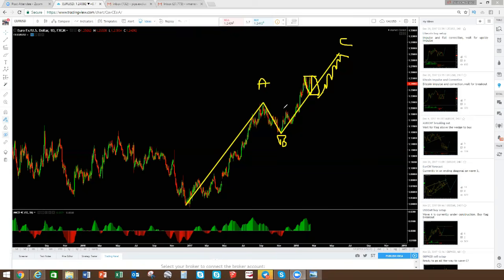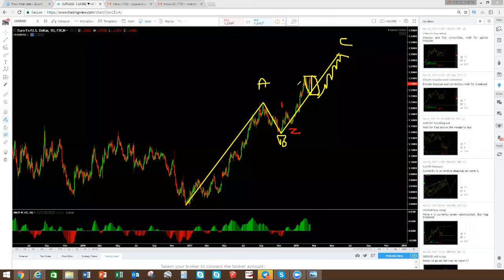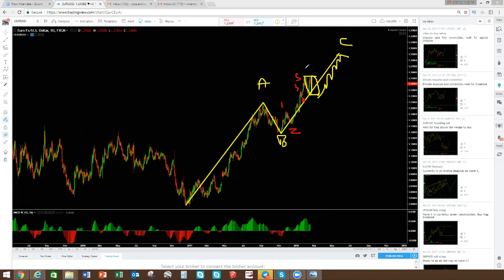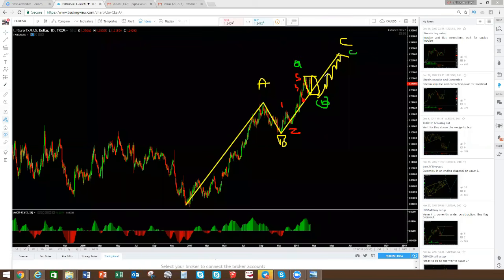So this here could be a clear 1, 2, 3, 4, 5 that is complete here, and then you get an A, B, and a C. And then here you get that 1, 2, 3, 4, 5 that we're looking at, which is in the same degree as this 1, 2, 3, 4, 5. Okay? So those two alternatives. The first one that we discussed is being eliminated because there's no divergence. And if there's no divergence, it means that we're having a 3-wave move.